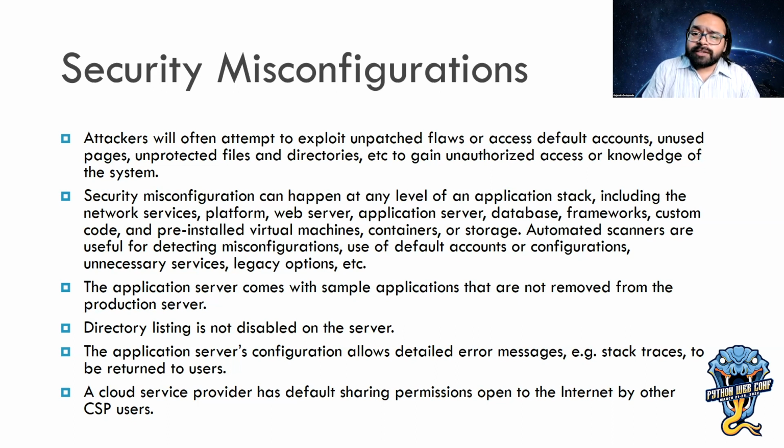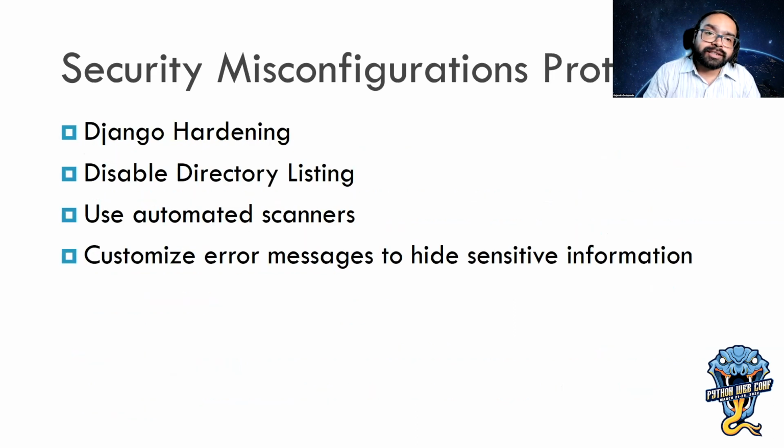So the application server comes with sample applications that are not removed from the production server. So those need to be removed. Directory listing is not disabled on the server. Okay. The application server configuration allows detailed error messages. A cloud service provider has default sharing permissions open to the internet by other CSP users. So these are some of the examples of security misconfigurations.